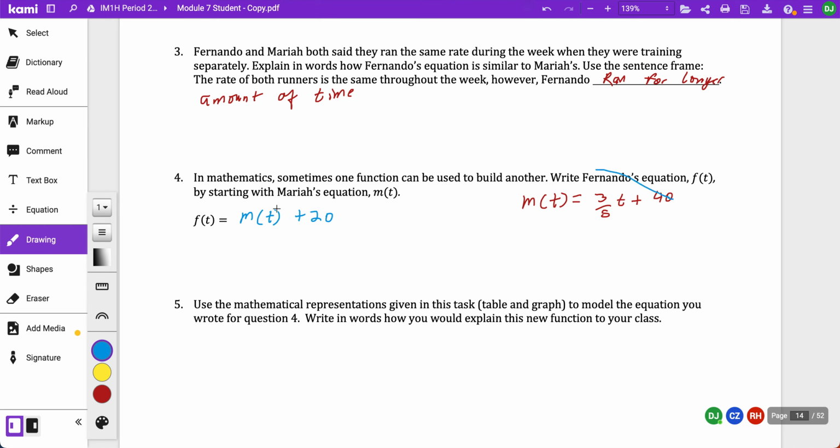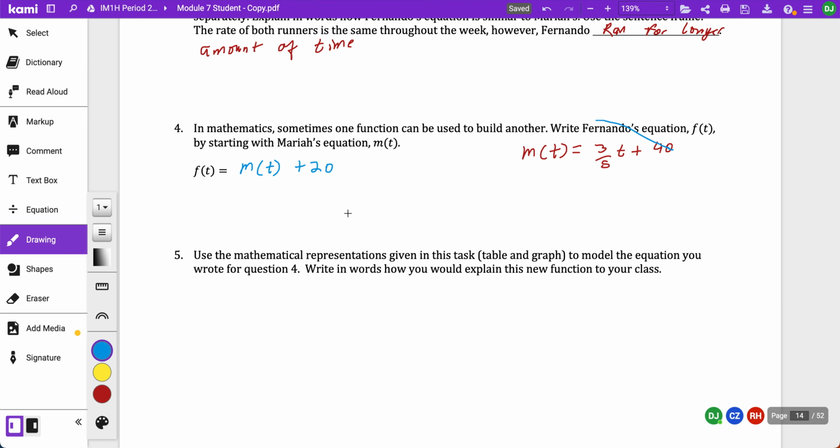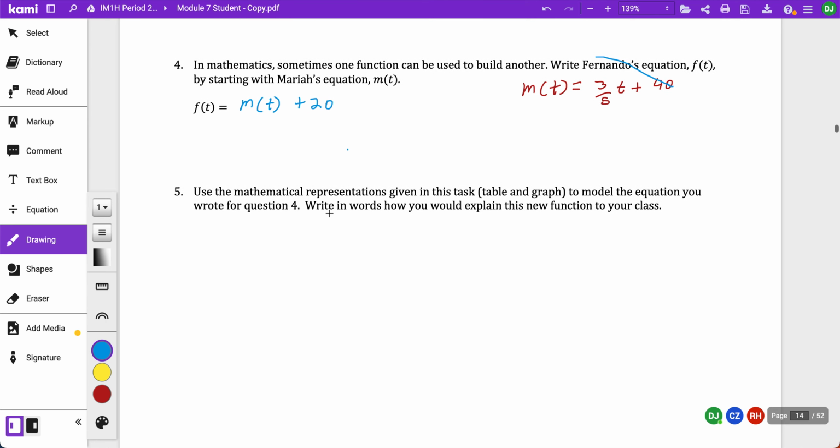And Fernando ran the same as that, he just ran 20 additional laps. So use the mathematical representations given in the task with the table and the graph to model the equation you wrote in question 4. Write down words to explain the new function to your class.